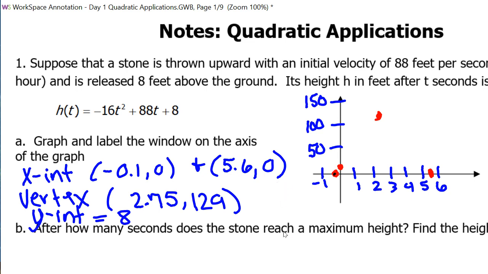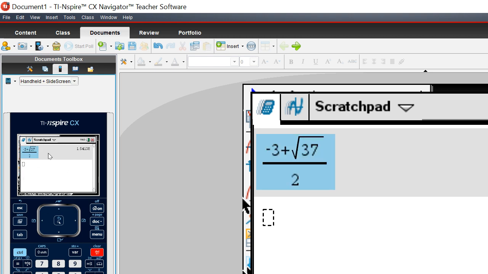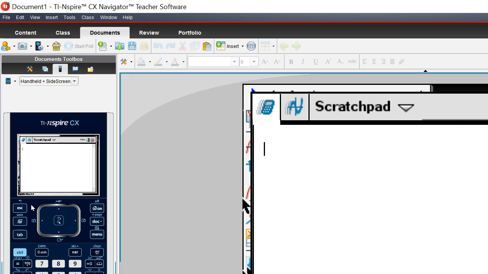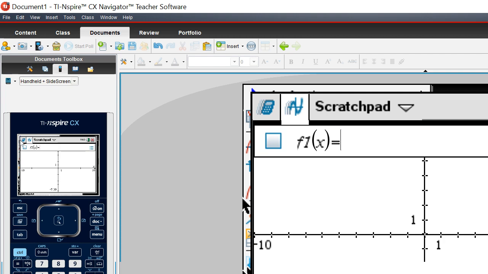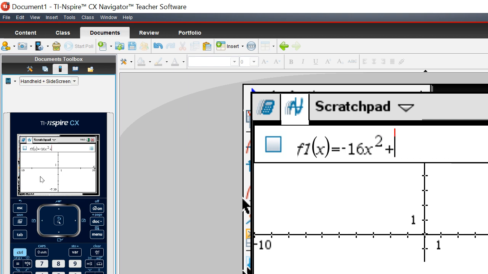Okay, now before we answer those remaining questions, let me show you how you would put this into the Inspire. When you're putting this into the Inspire, you'll need to go to a graph page. If there's something already there, doc B will clear it. And then go back to the graph page and type in our function. Now I'll go more quickly because you're more familiar with this one. We have negative 16 instead of t, it needs to be x. Was it plus 88x or 88t? Plus 8. So negative 16x squared plus 88x plus 8.